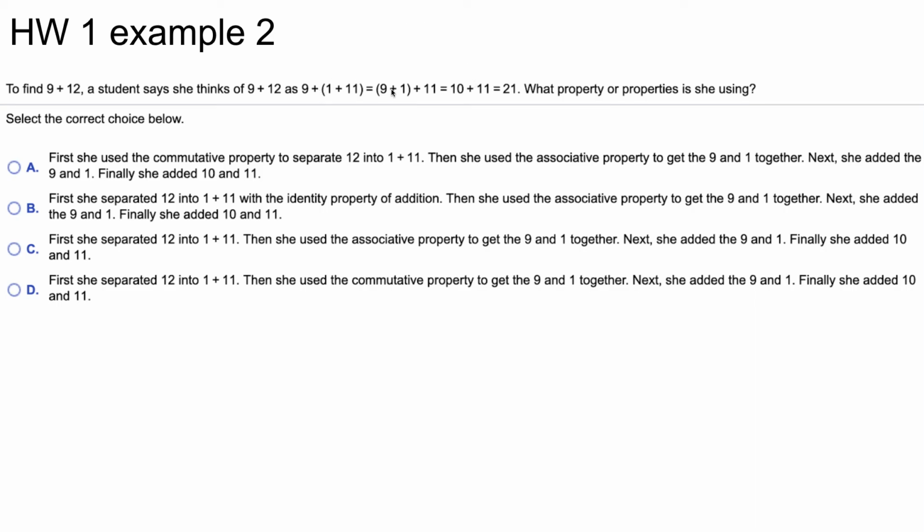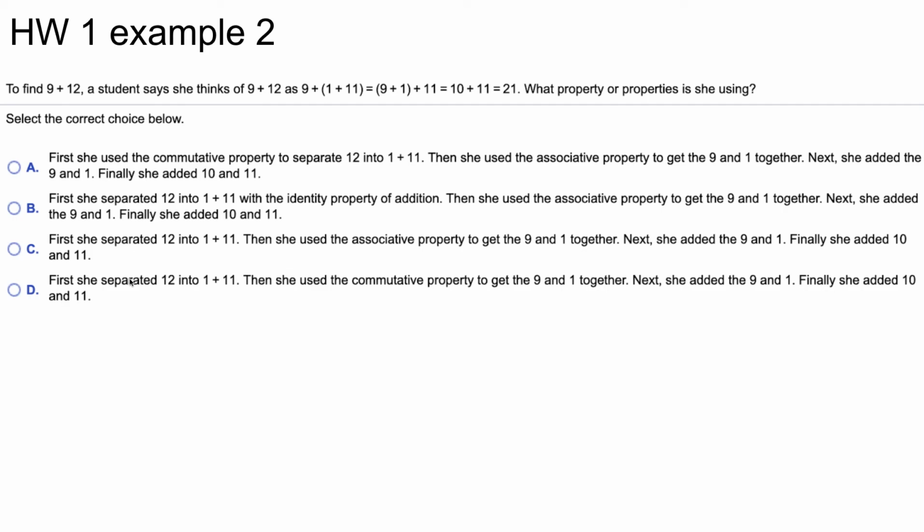So yes, from here to there, the order didn't change. 9, 1, 11, 9, 1, 11. So it's not commutative property, but they associated differently. Here, 1 and 11 was associated, and now 9 and 1 are associated. So associative property, right?